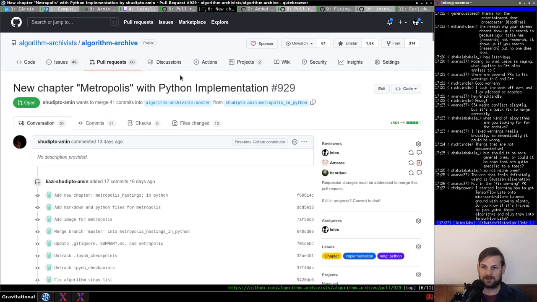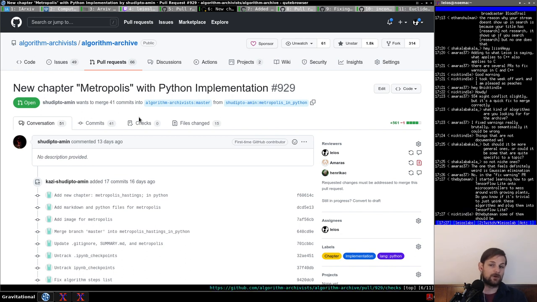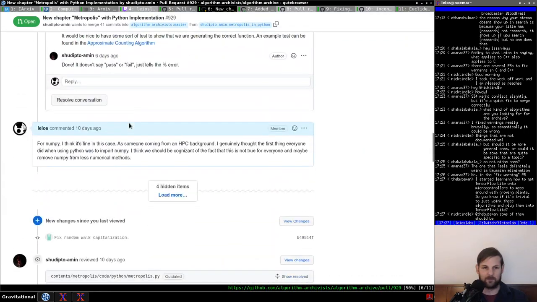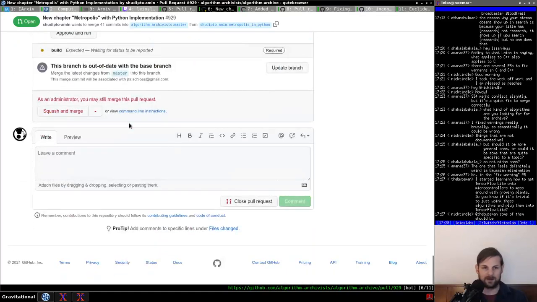I started learning how to get TensorFlow Lite onto microcontrollers to mess around with growing plants. Interesting. Do you know if it's trivial to just yoink these algorithms and plug them into TensorFlow Lite? I don't know, because I really don't know what TensorFlow Lite is. But yeah, some of them might be. I should probably learn a bit more about what that is before committing or saying one thing or another.